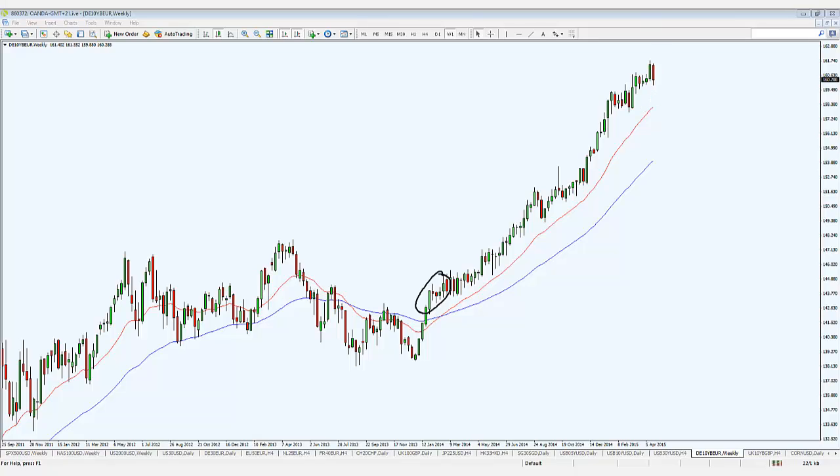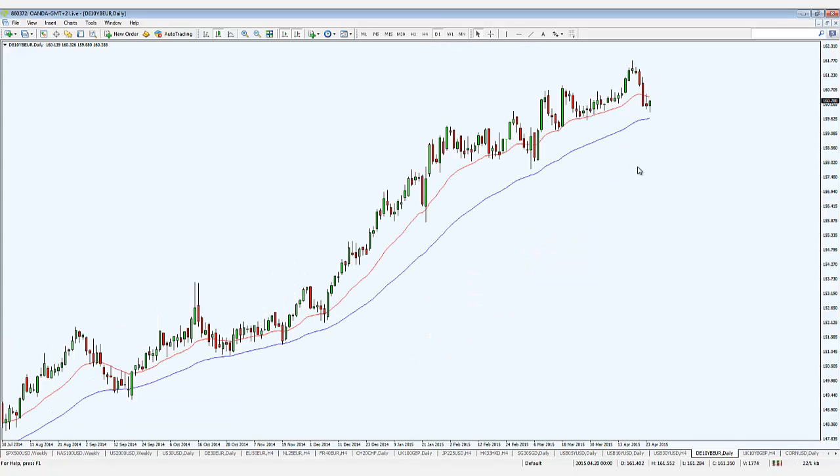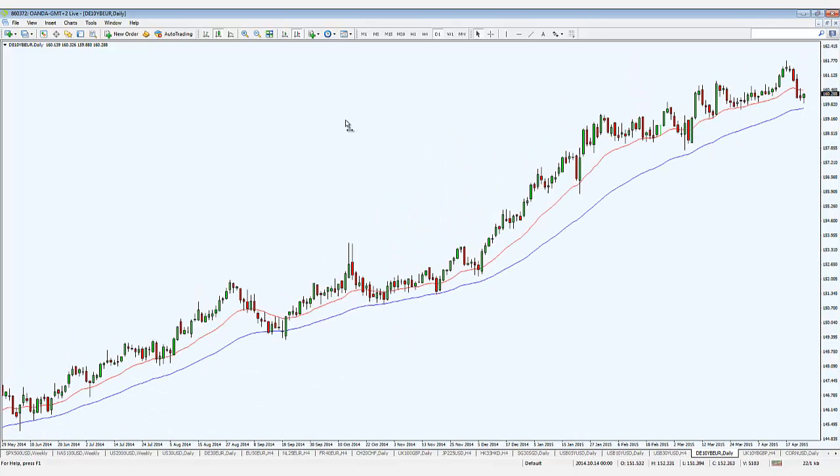So are there any opportunities where we can look to get long? This is where multiple time frames come into play. So let's look at the daily chart. All right, scroll back a little bit. You notice that again, right?